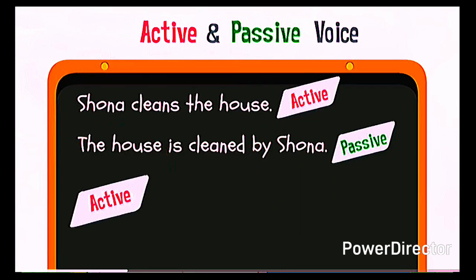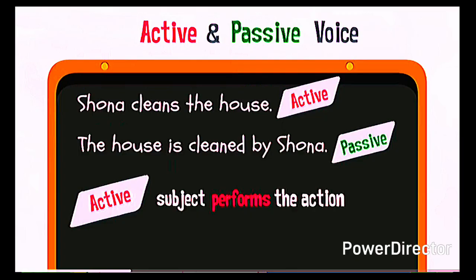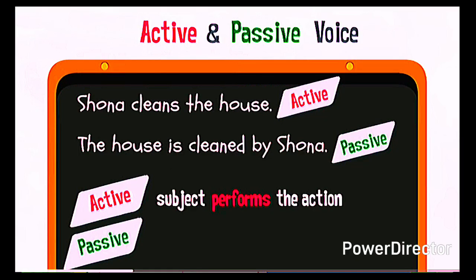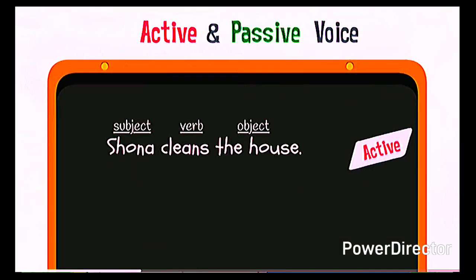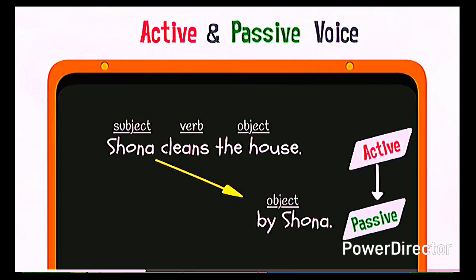In active voice, the subject of the sentence performs the action. In passive voice, the subject of the sentence receives the action. When we change from active voice to passive voice, the subject becomes the object, and the object becomes the subject.